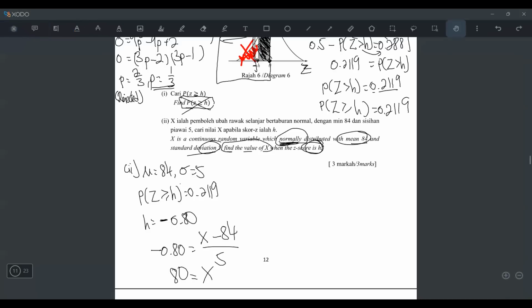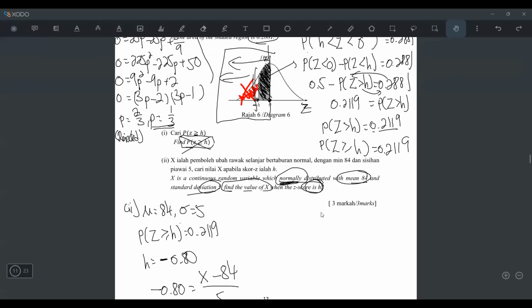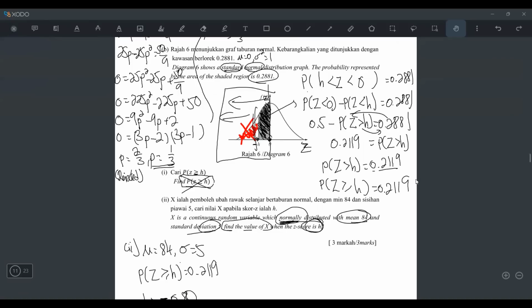That's the X value. So now wait. Did I do it correctly? Okay, the answer schema jawapan is different. This one they write 0.